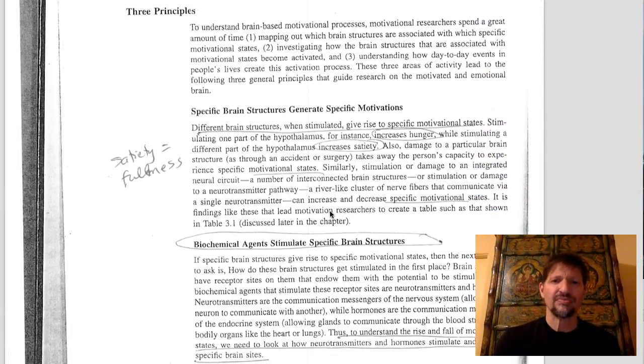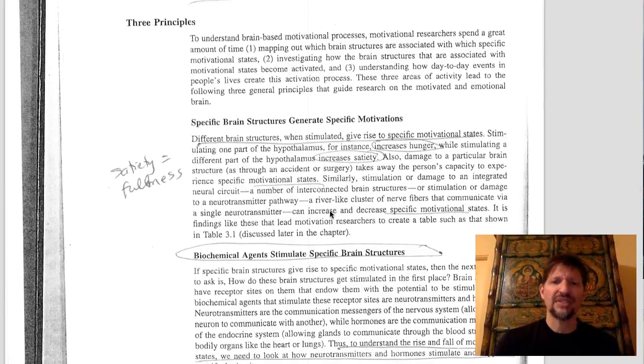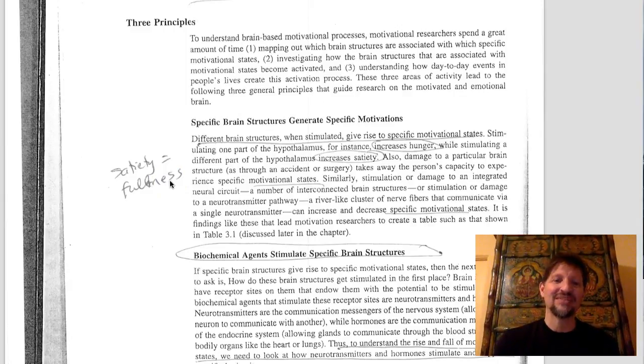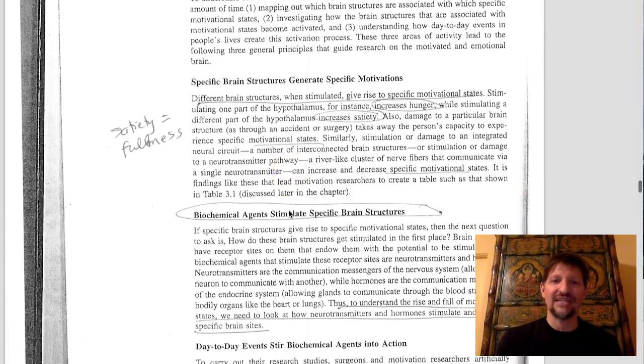Okay, again, there are 3 principles here. I won't spend a lot of time on them, but it just says the specific brain structures generate specific motivations, okay? So there's a place in the hypothalamus that increases hunger. There's another place in a different part of the same thing that actually increases fullness or satiety, okay? Satiety. So being satiated means you're full, okay? So basically it goes backwards.